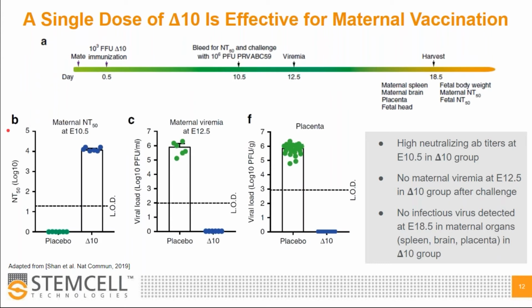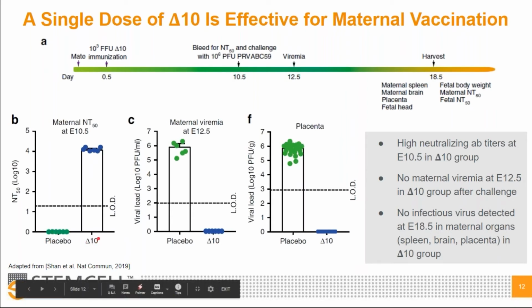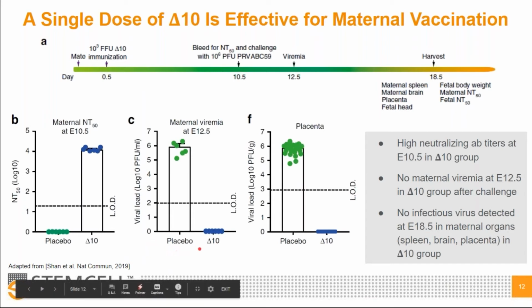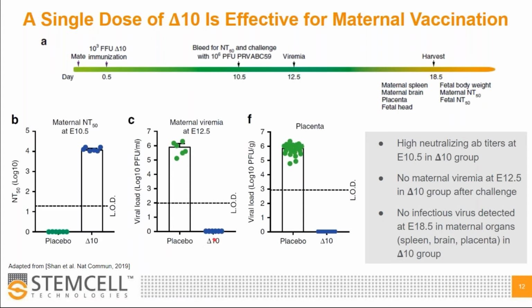As you can see in the graph on the left, when looking at maternal neutralizing antibody titers at E10.5, they detected no neutralizing antibodies in the placebo group, whereas there was a robust induction of neutralizing antibody titers in the Delta 10 vaccinated group. When looking at maternal viremia, they saw that the Delta 10 vaccination was able to prevent maternal viremia completely upon virus challenge.